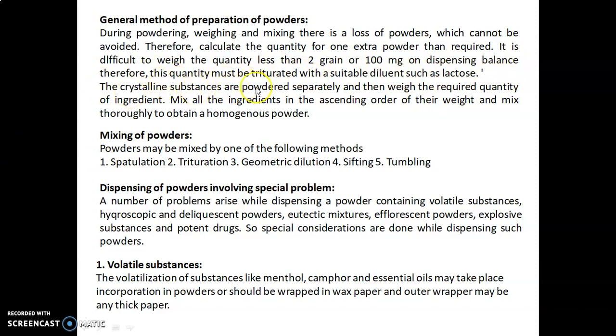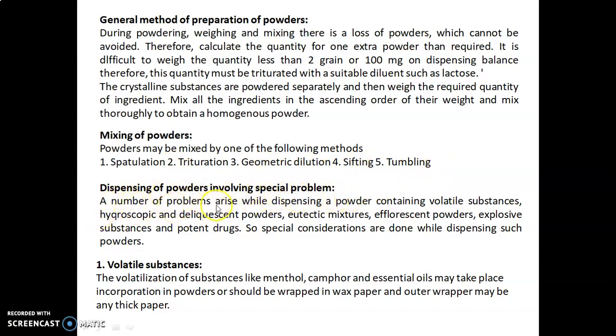The crystalline substances are powdered separately and then the required quantity of ingredient is weighed. Mix all the ingredients in the ascending order of their weight and mix thoroughly to obtain a homogeneous powder. Mixing of powders. Powders may be mixed by one of the following methods, that is spatulation, trituration, geometric dilution, sifting and tumbling.